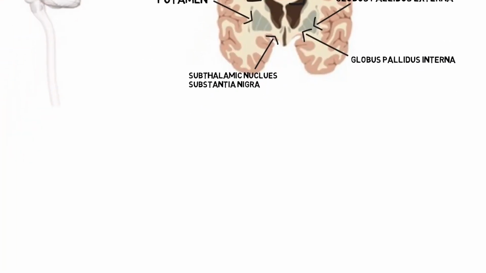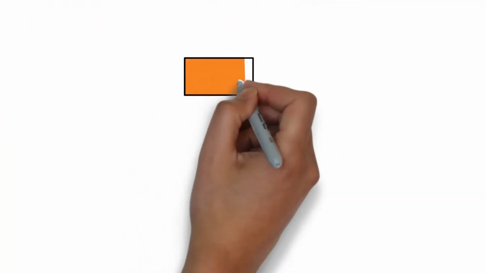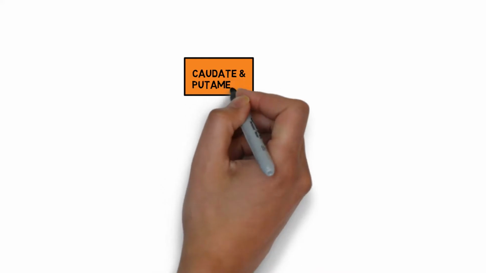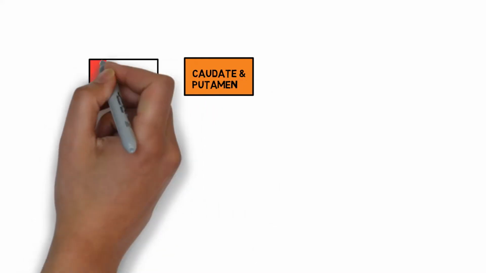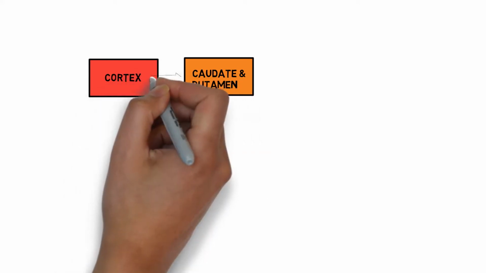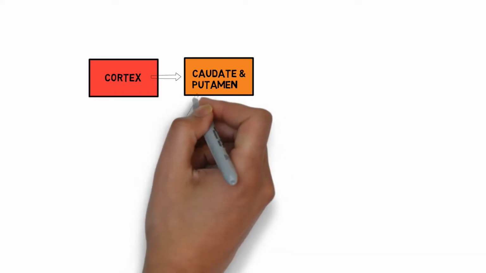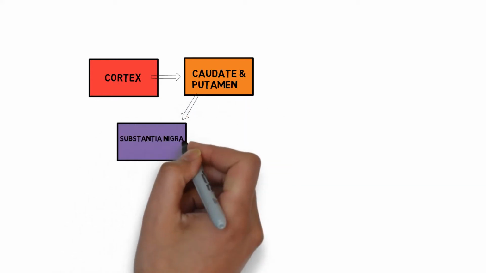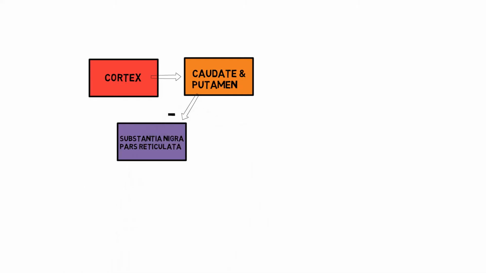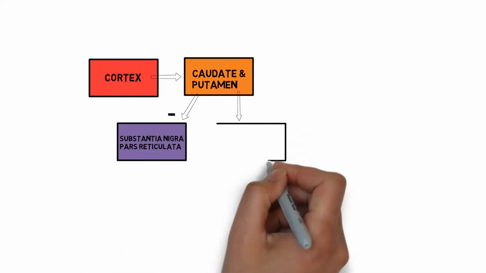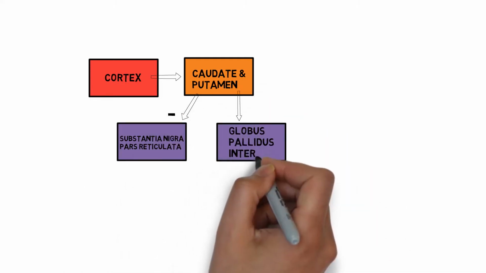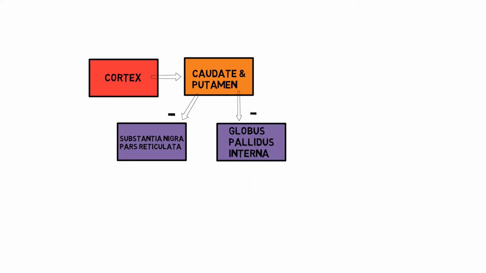Let's go through the pathway for these structures, starting with the caudate and the putamen. They receive input from the motor cortex of the frontal lobe. The caudate and putamen send signals to two other nuclei, the substantia nigra pars compacta, with an inhibitory input, and the globus pallidus interna, also with an inhibitory input.